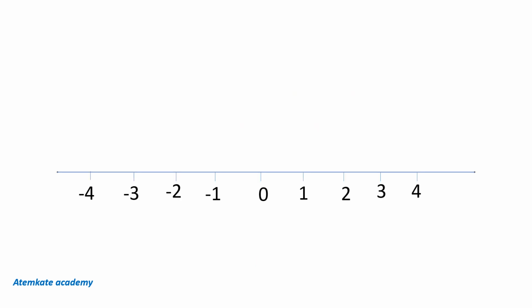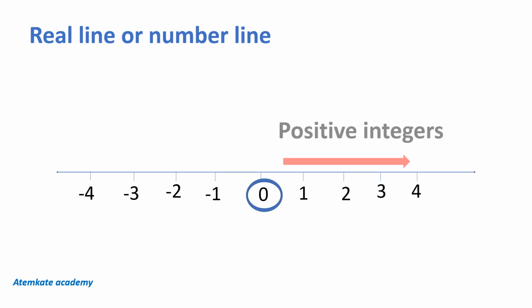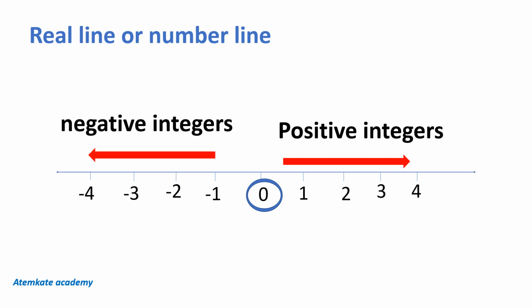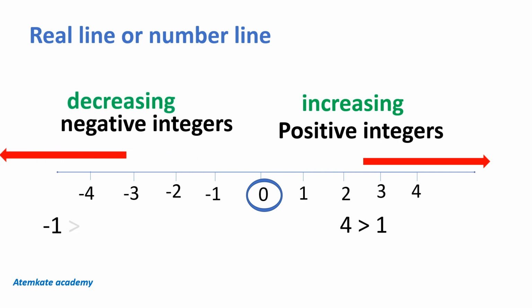Let's go back to the real line, also known as the number line. On the number line, we have 0 in the middle, positive integers on the right, negative integers on the left. When we move to the right, the numbers keep increasing, hence 4 is greater than 1. Moving to the left, the numbers keep decreasing, hence minus 1 is greater than minus 4. This means that every positive integer is greater than any negative integer. 0.2 is greater than minus 2000.